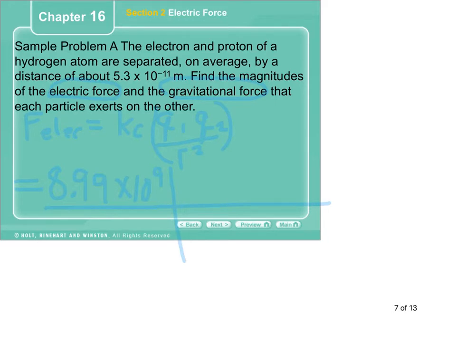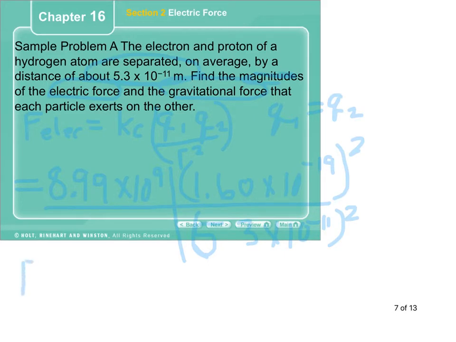Alright, Q1, mass of electron. Now here we're just looking for magnitudes. The signs really don't matter. So I'm just going to use 1.60 times 10 to the negative 19th coulombs times Q2, but Q2 is exactly the same thing, so we'll square that. In this case, Q1 equals Q2. And then we're going to divide it by R squared. R was given to us up here. So 5.3 times 10 to the negative 11th squared.